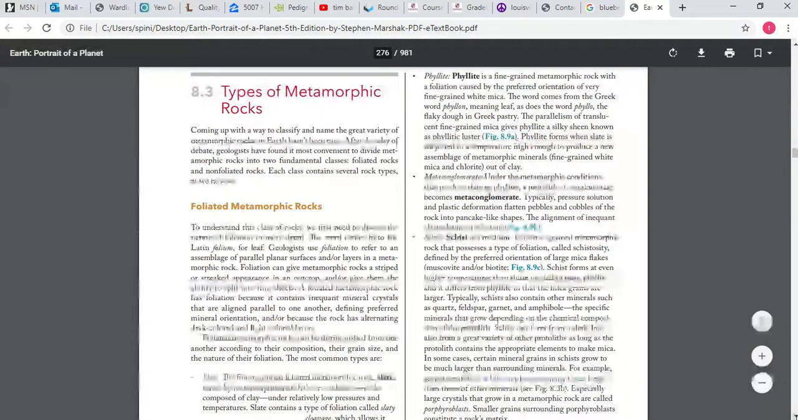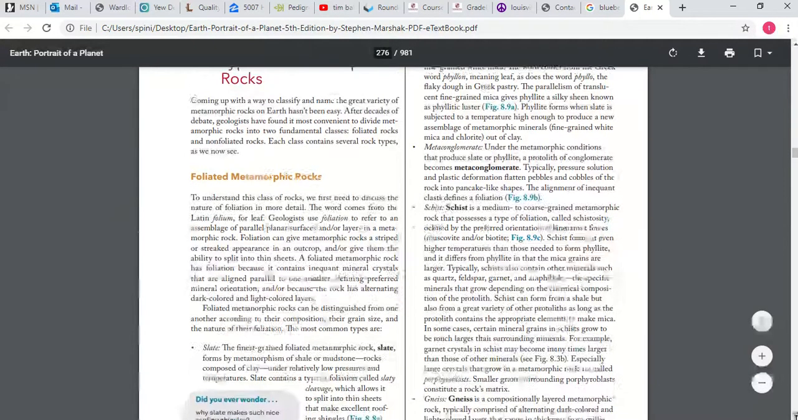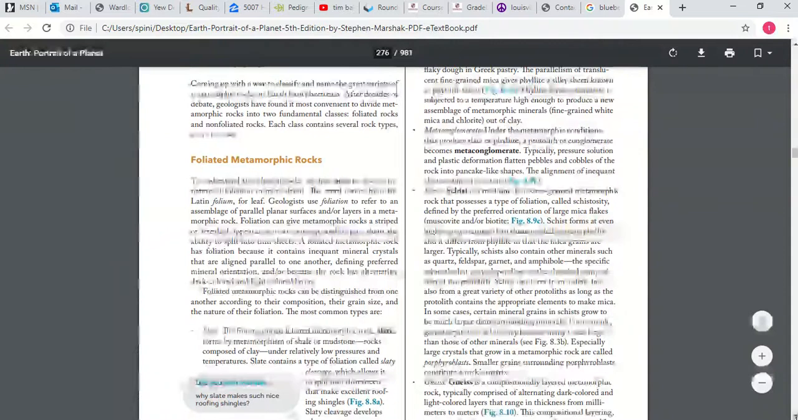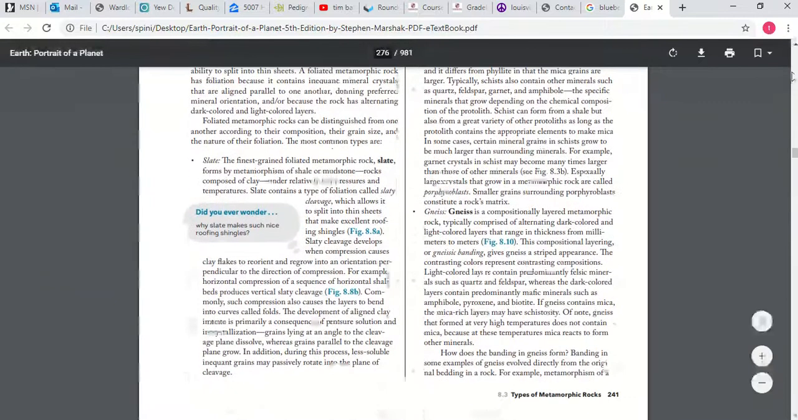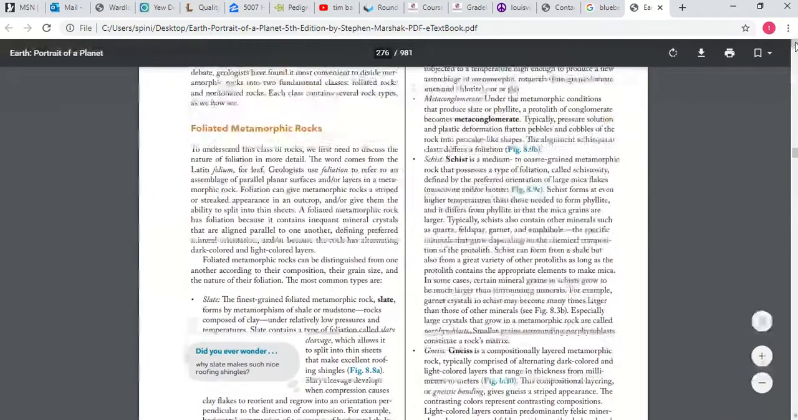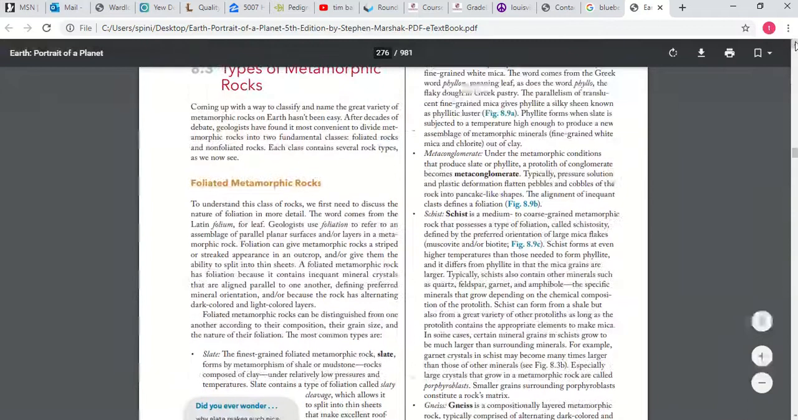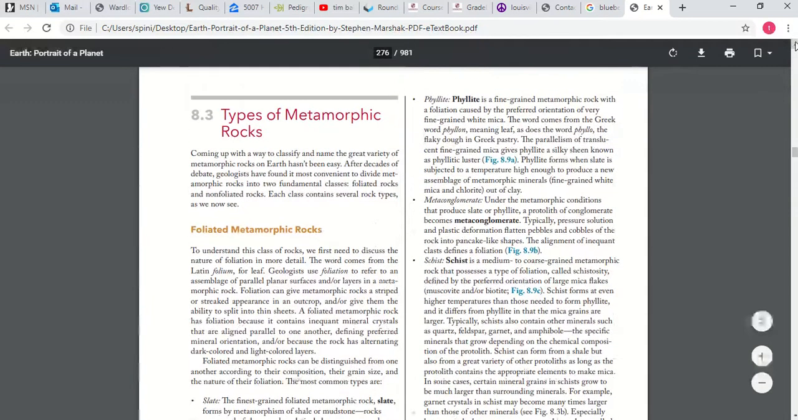So different types, we've already looked at a few. There it talks about slate, the metamorphic form of mudstone or shale. And again, it's a foliated metamorphic rock. There are other kinds of foliated metamorphic rocks like limestones and sandstones that can also be changed into metamorphic rocks.